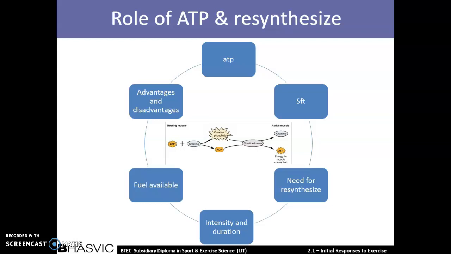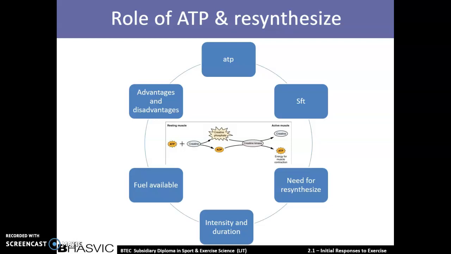A sporting example of this would be a standing broad jump, as it is a quick movement. An advantage of this is it's a quick energy store that is easily accessed, and a disadvantage is that it only lasts for 3 seconds in an anaerobic activity.